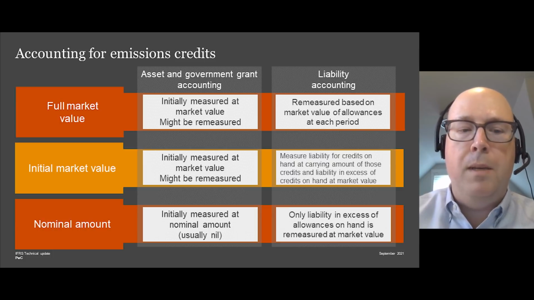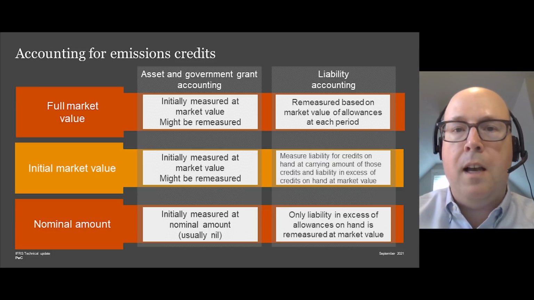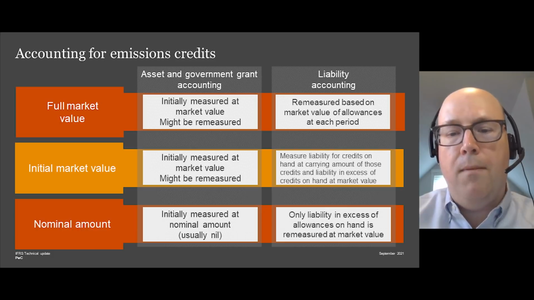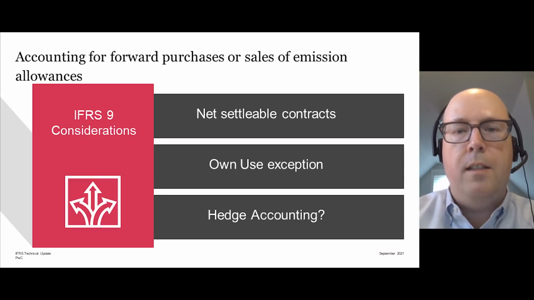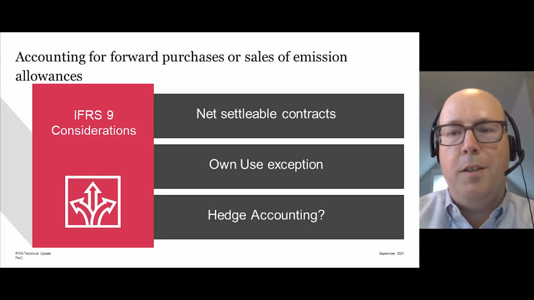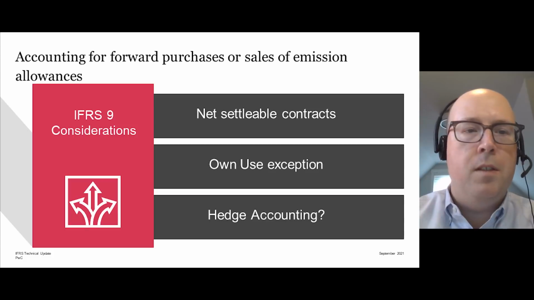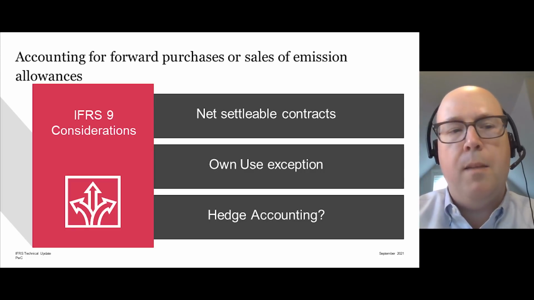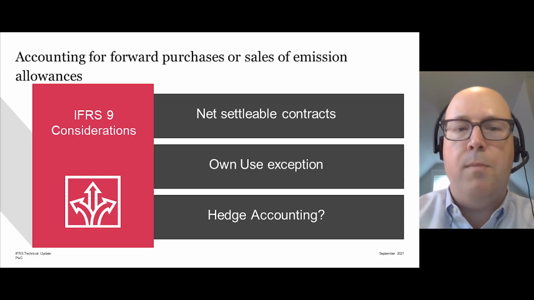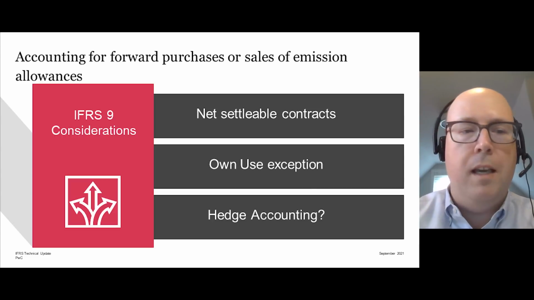Any liability to be settled in excess of allowances on hand is measured at the market value of the allowances at the period end. In some cases, an entity might enter into a forward contract to buy allowances at a fixed price on a future date. In this case, it's permissible to recognize a provision with reference to the forward contracted rate rather than the prevailing market rate, because this is the best estimate of the amount that the entity expects to pay to settle its obligation.